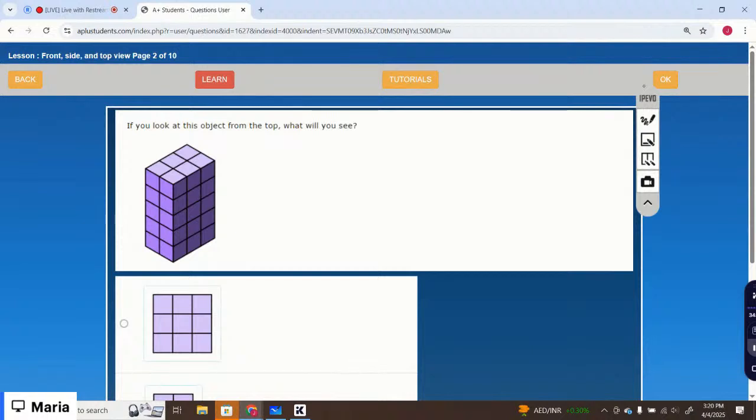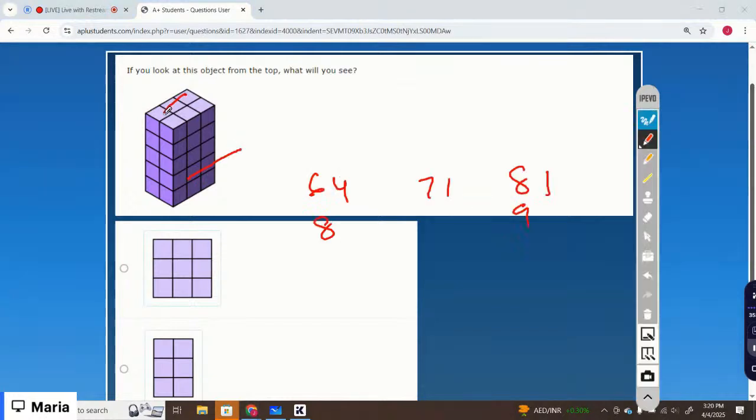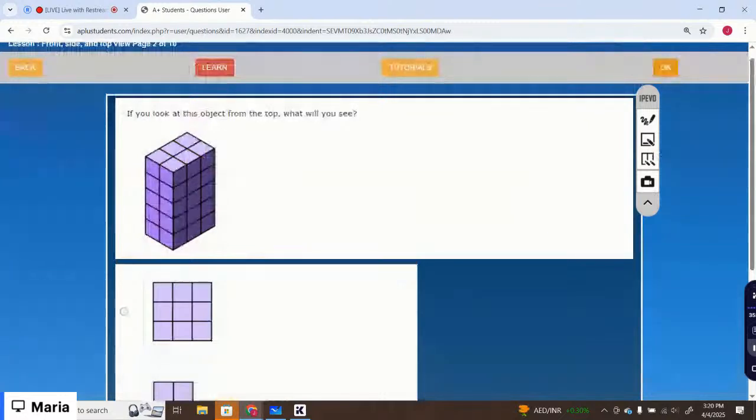If you look at this object from the top, what will you see? If you're looking at the top, then this is the view you see. So option number two is the correct option.